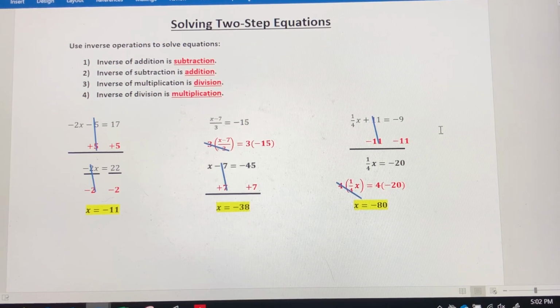Plug it back in, always check your work. 1/4 times negative 80 is negative 20. Negative 20 plus 11 is negative 9. So that's how we use inverse operations to solve two-step equations.